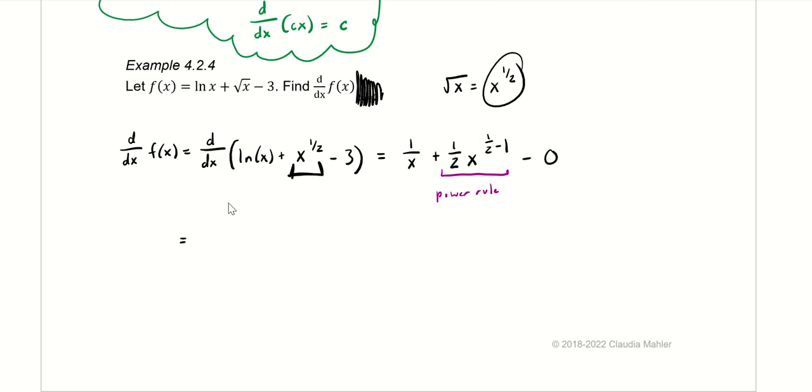So let's simplify this a little bit. Let's rewrite it a bit. I've got 1 over x plus, what's that? 1/2 x to the negative 1/2, right? And then the 0 just goes away. Let's rewrite this piece a little bit. So 1 over x plus, I have 1/2, and then this piece here, x to the negative 1/2, that's square root of x, but it's negative, so it's going to be 1 over x to the 1/2.